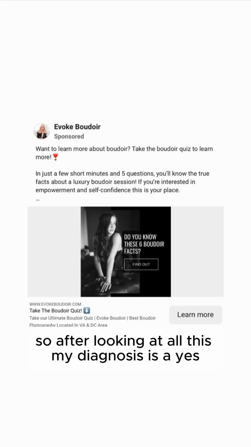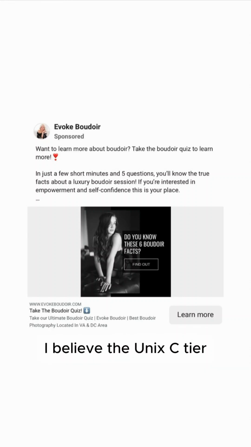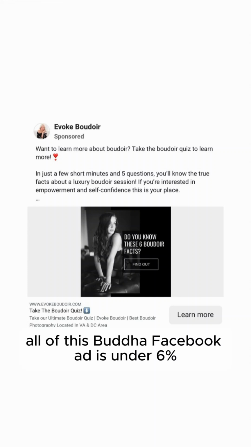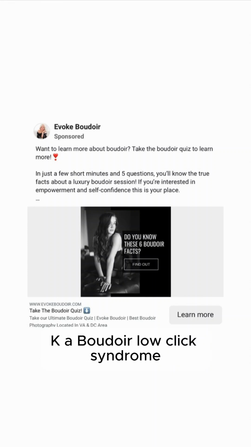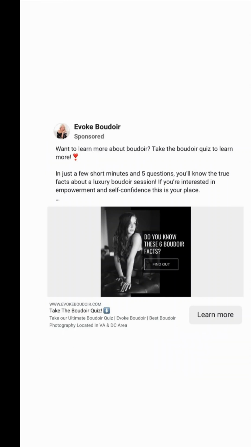So after looking at all this, my diagnosis is yes, I believe the unique CTR of this Boudoir Facebook ad is under 6%, which means yes, I do believe it has BLCS, aka Boudoir low click syndrome.